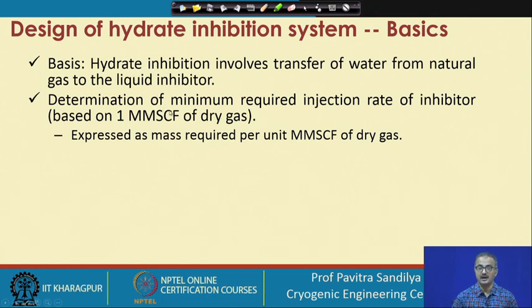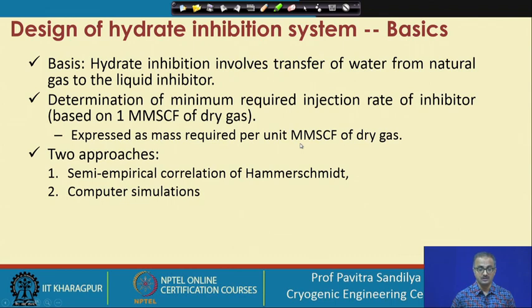In this design, we try to determine the minimum amount of the injection rate of the inhibitors, and that is generally given in terms of the volumetric flow rate of the dry gas. Based on this volumetric flow rate of dry gas, we give the mass of the inhibitor needed per unit volumetric flow rate of the dry gas, that means without the water. Now there are basically two approaches.